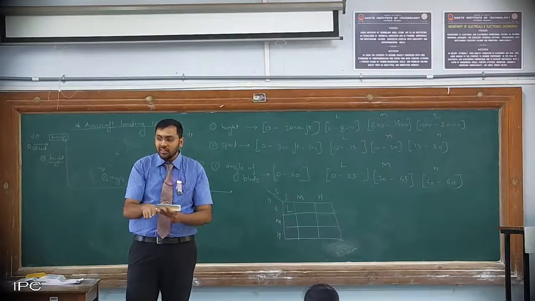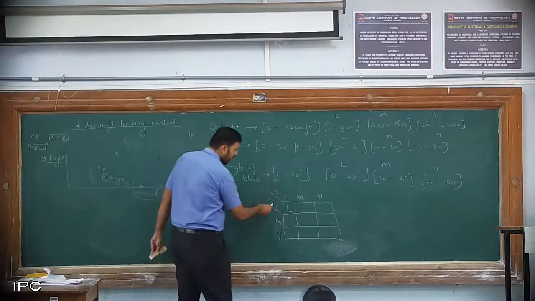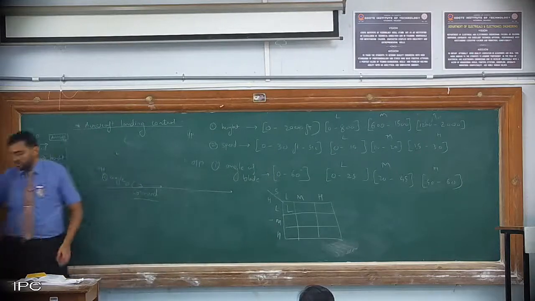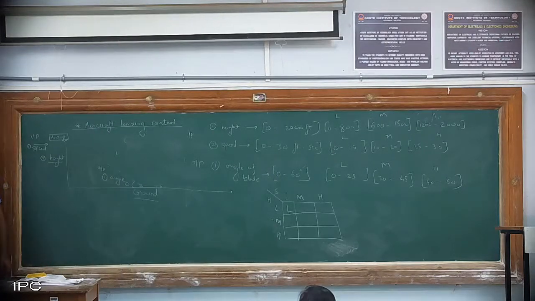But let us say that if your height is medium, now instead of this point, you are at this point. Earlier we were here, so slowly it touched down here. Now we are here. Got it? Height is more but speed is the same, what do you have to do?